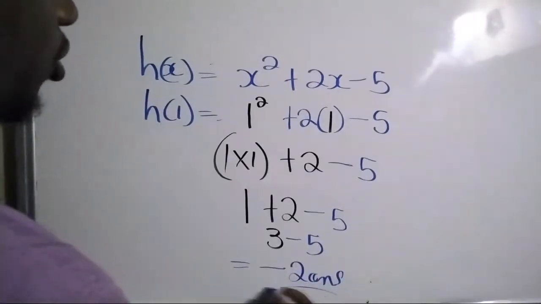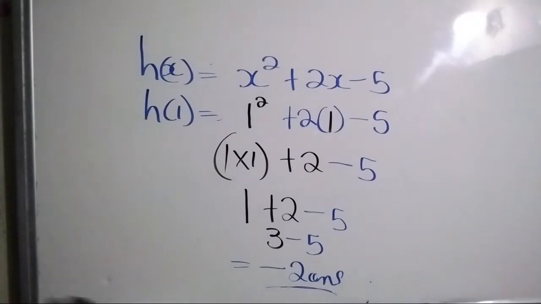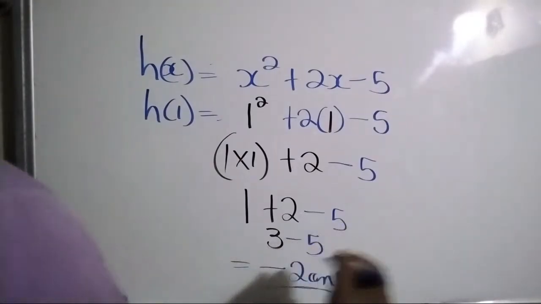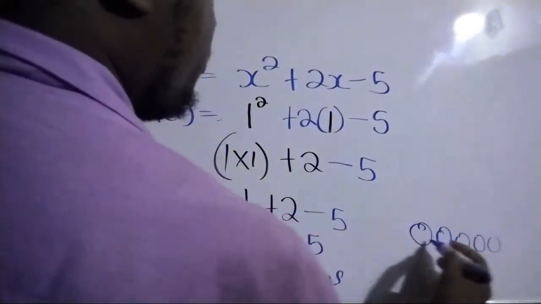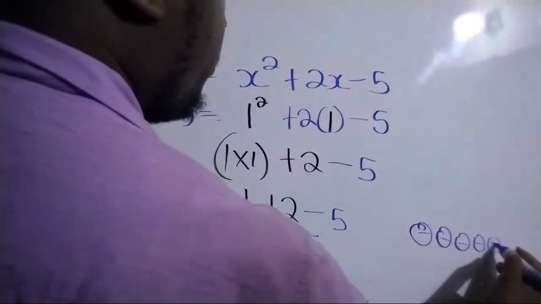Alright, if you're not sure how we get the negative, you need to go back to my earlier videos. But I'll give you a little sneak peek. Now 5 negatives, we have 5 negatives, so that's 1, 2, 3, 4, 5.